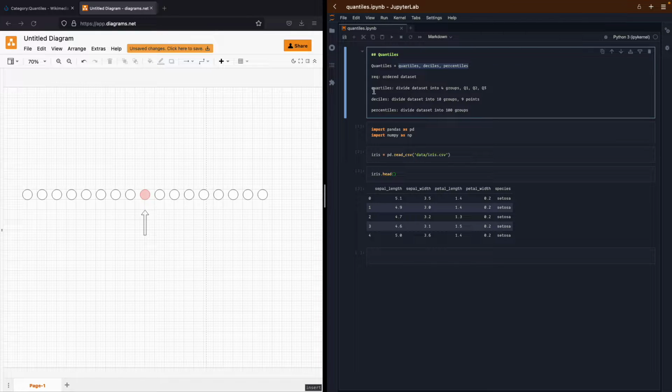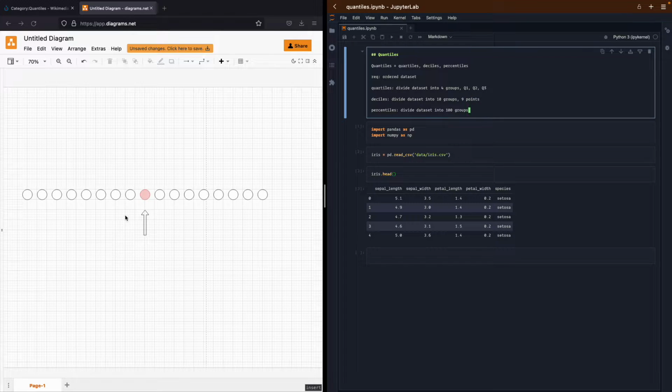So let's look at each one of them. Quartiles. Quartiles divide our dataset into four groups. Quartiles use 3 points Q1, Q2 and Q3 to divide our dataset into 4 groups. Similarly, deciles. Deciles divide our dataset into 10 groups, and they use 9 points to divide our dataset into 10 groups. Again, similarly, percentiles divide our dataset into 100 groups.